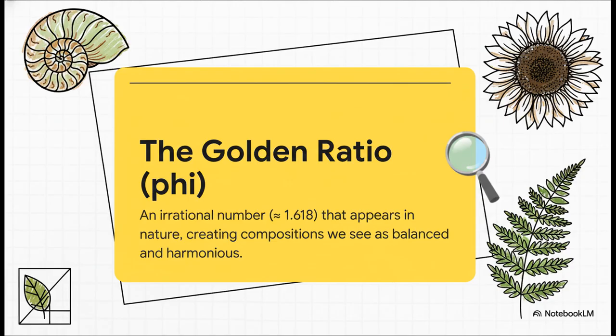It's just a mathematical proportion, about 1.618, that shows up everywhere in nature, from seashells to flower petals. And when we use it to build our icons and layouts, our brains just perceive them as being balanced and harmonious. It's like a design cheat code to make things feel right.